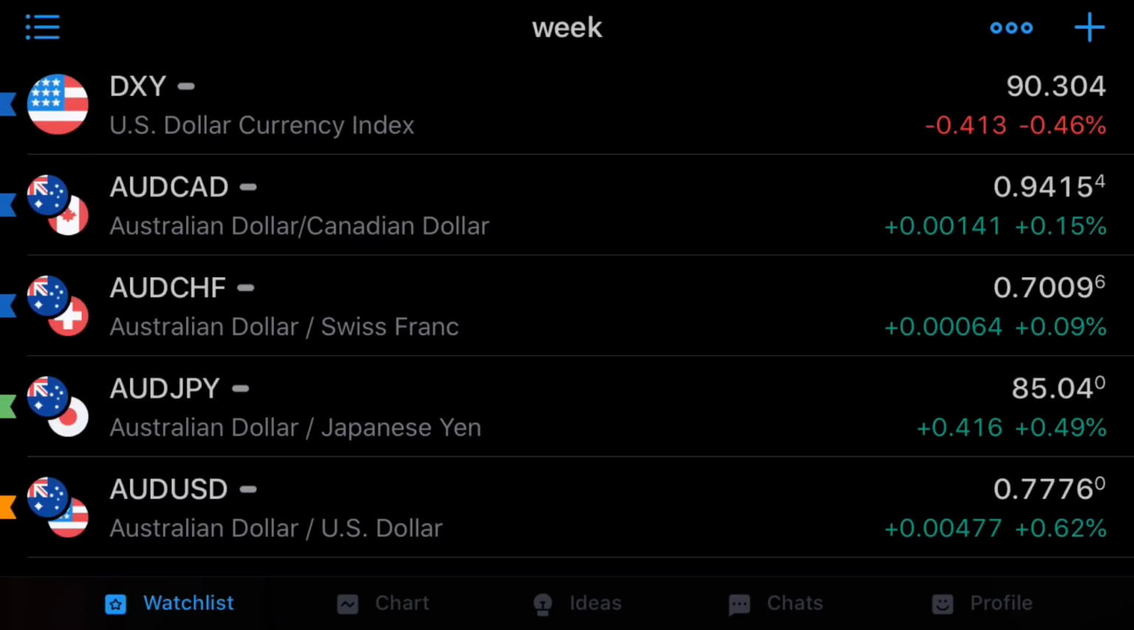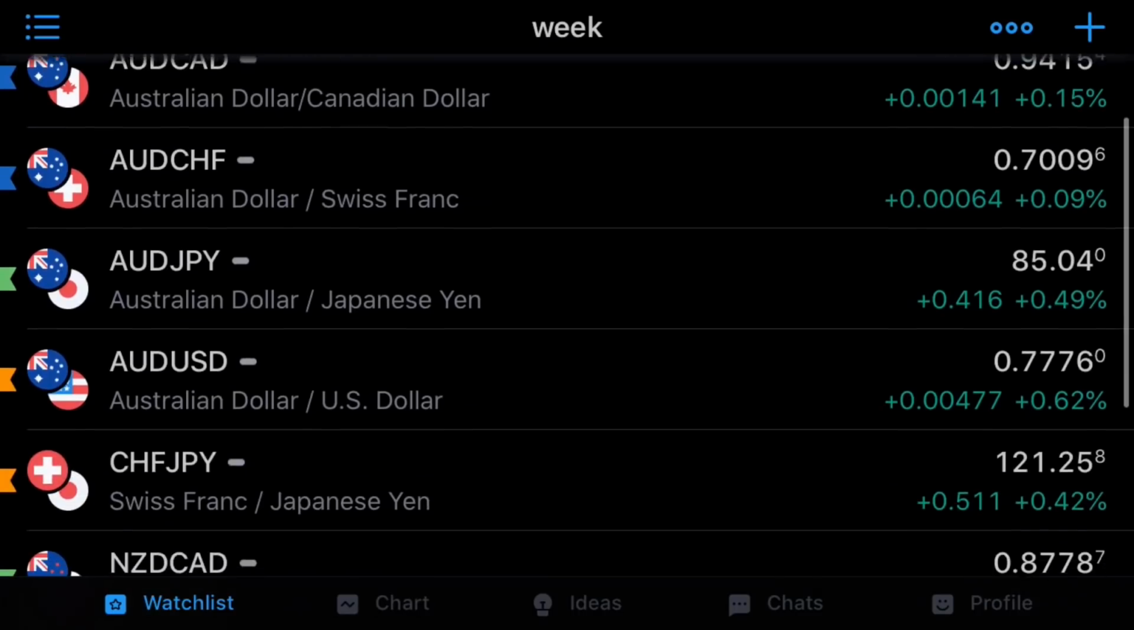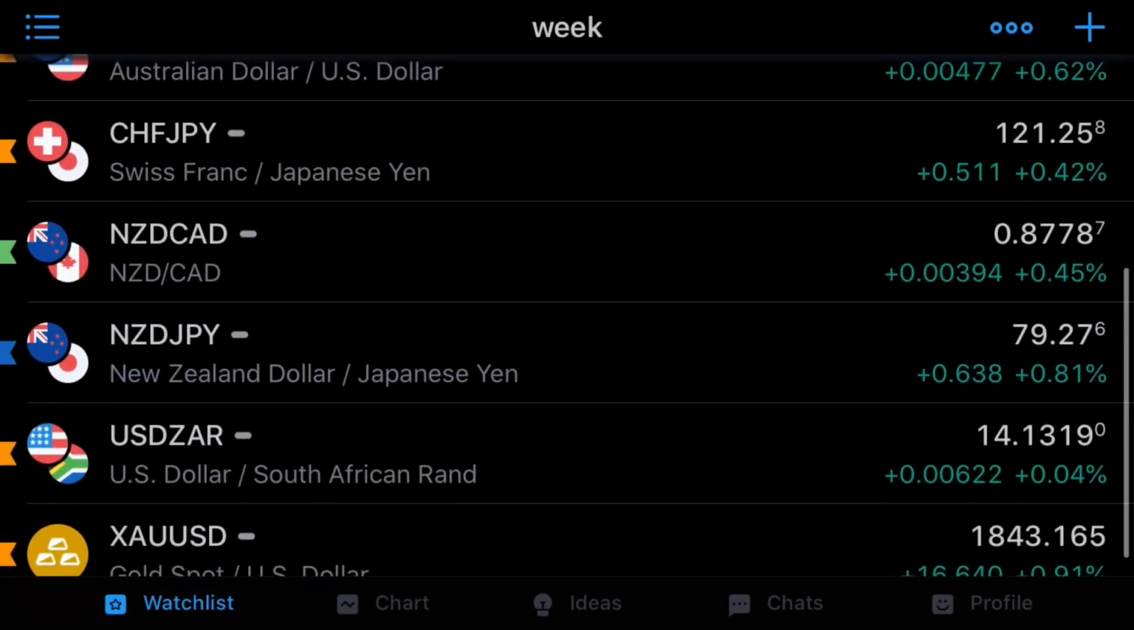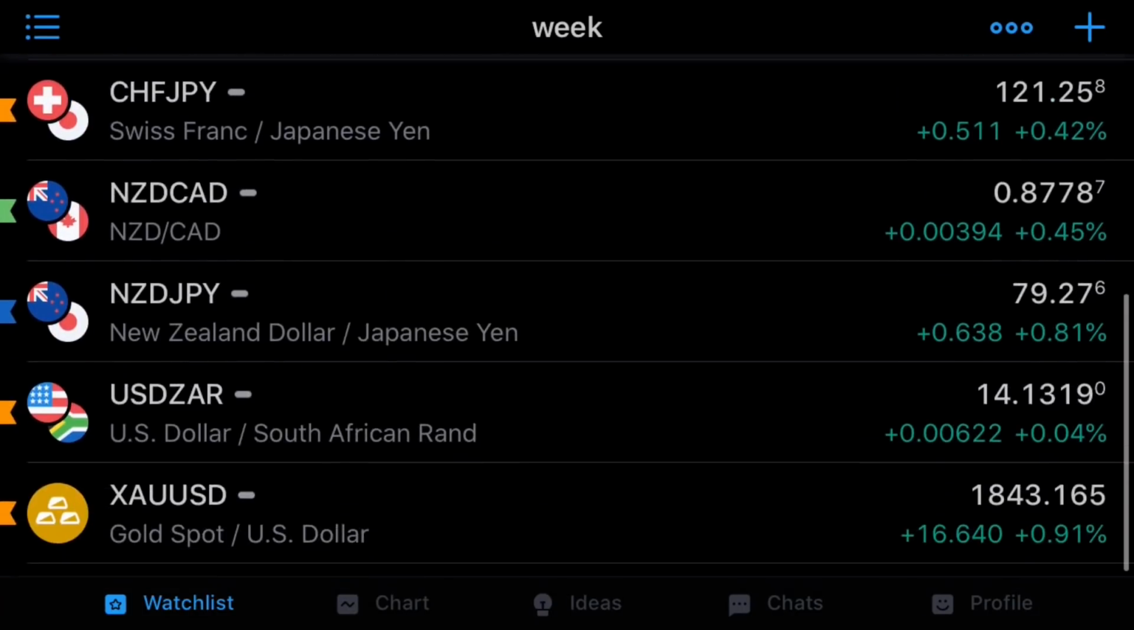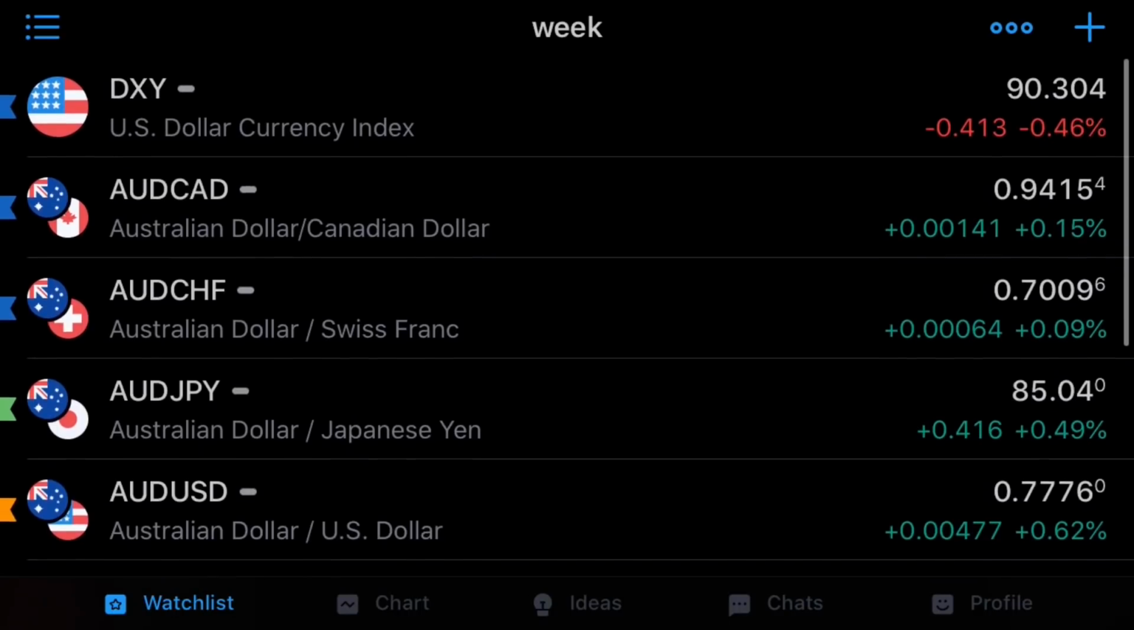In today's analysis, we're gonna go through 4 different pairs. So the DXY, AUDCAD, AUDCHF, and NZDJPY. So all of the pairs that are marked with a blue flag. So let's get straight into it, guys.